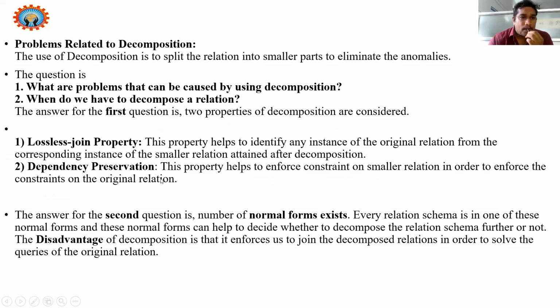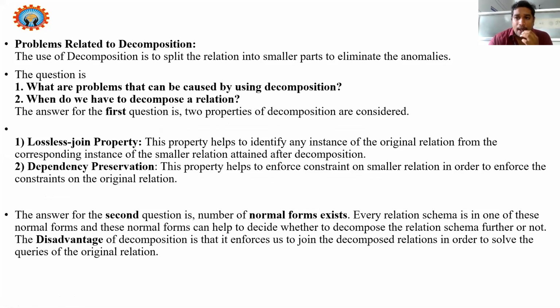Here, the two properties are the lossless join property and dependency preservation. The lossless join property means that if you divide the main relation into sub-relations, then when you combine the sub-relations back into the main relation, you have to get the data exactly as it lies in the first.